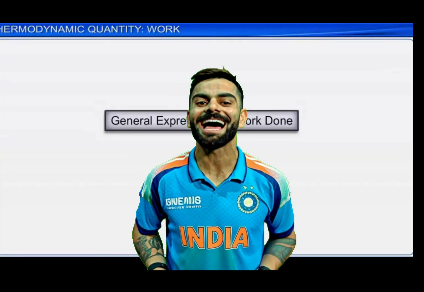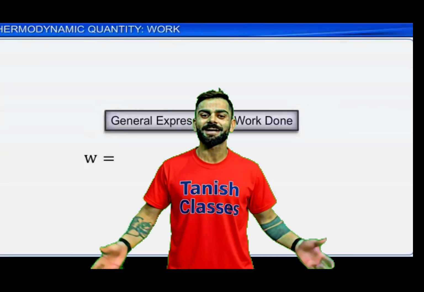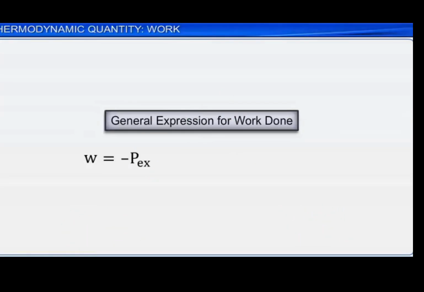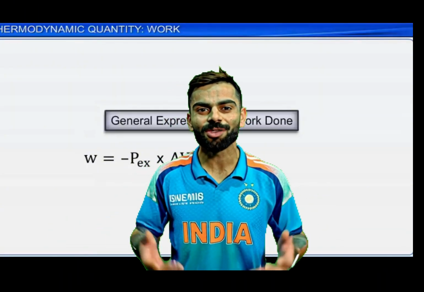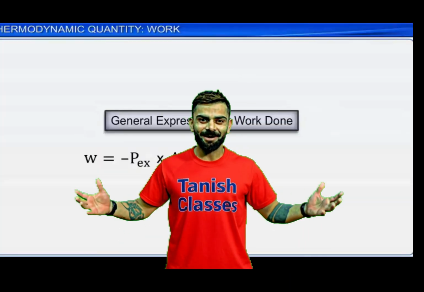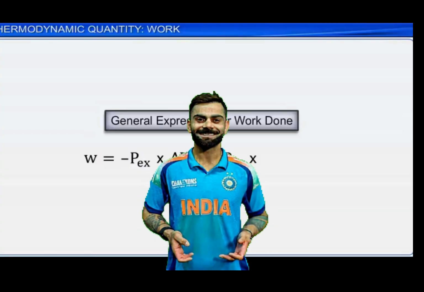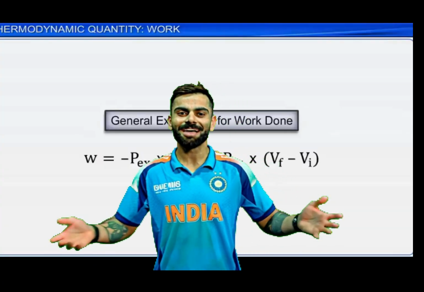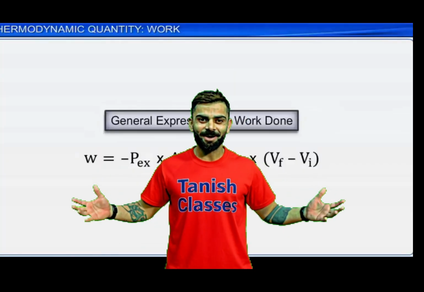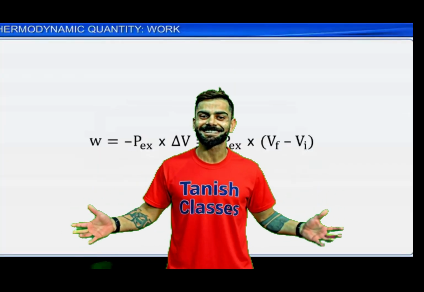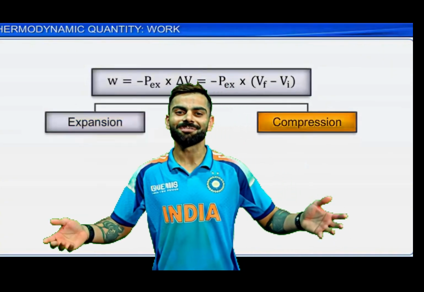Therefore, the general expression for work done is written as W equals minus external pressure PEX multiplied by change in volume delta V, which is equal to minus external pressure PEX multiplied by final volume VF minus initial volume VI. The expression of work applies for both expansion and compression of a gas.